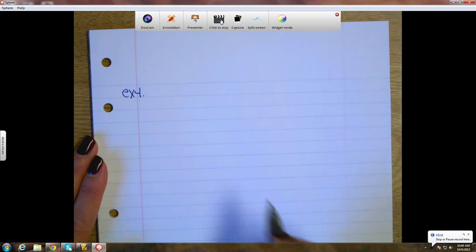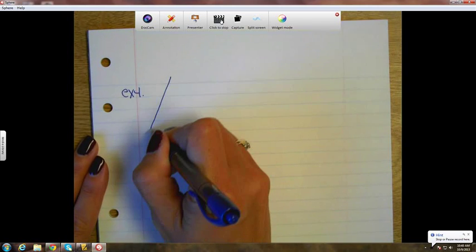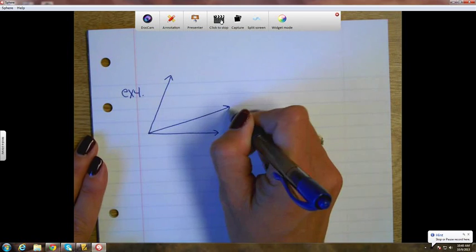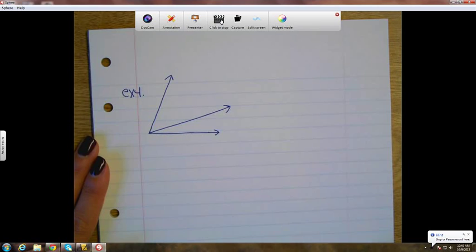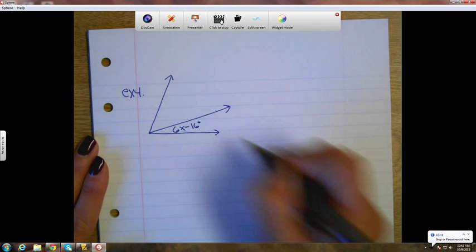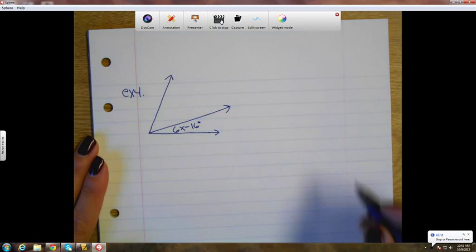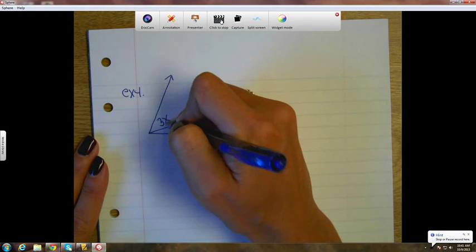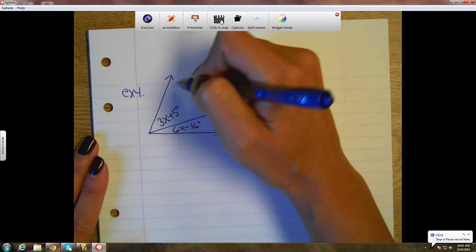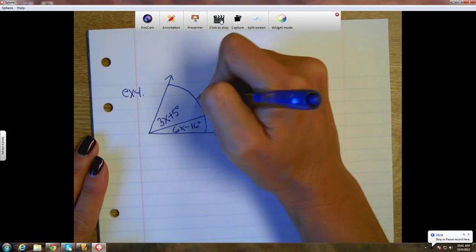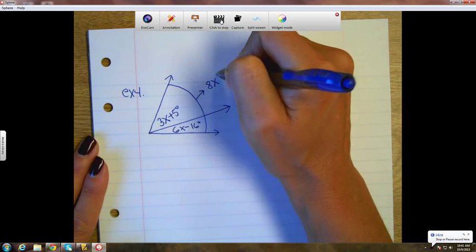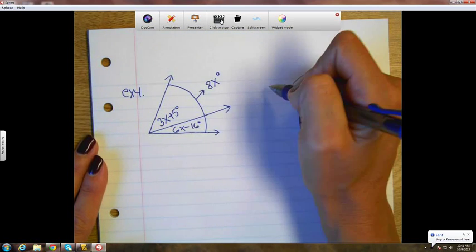All right, let's get an angle going here. Okay, this bottom angle is going to be 6x minus 16 degrees. The top one is going to be 3x plus 5 degrees. And the two together are going to make 8x degrees. Again, solve for x and justify.